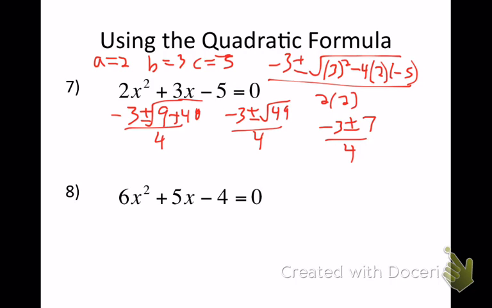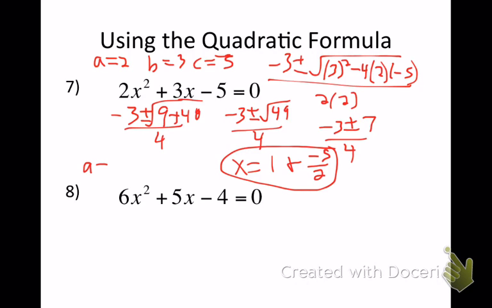And now I simplify. What's negative 3 plus 7? 4 over 4 is? So I get 1 as one answer. And negative 3 minus 7 is? Negative 10 over 4 is negative 5 over 2. Nice job. And last one, number 8. A, B, and C. Katie, what's A, B, and C?